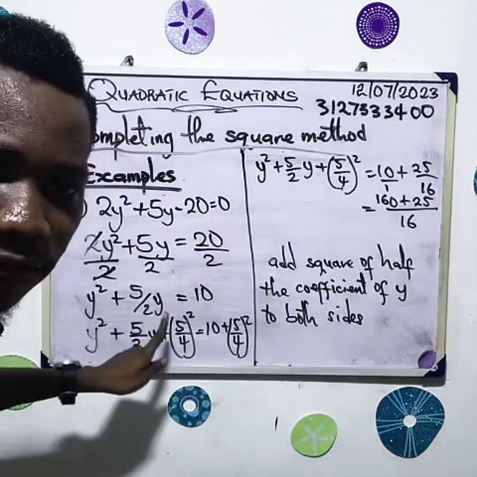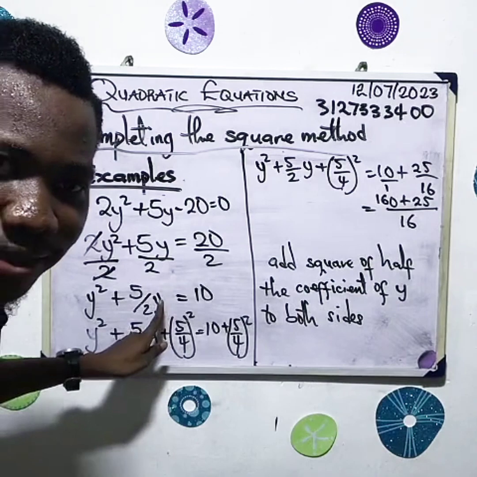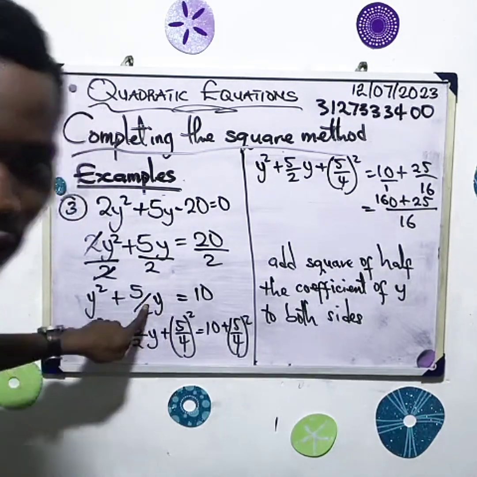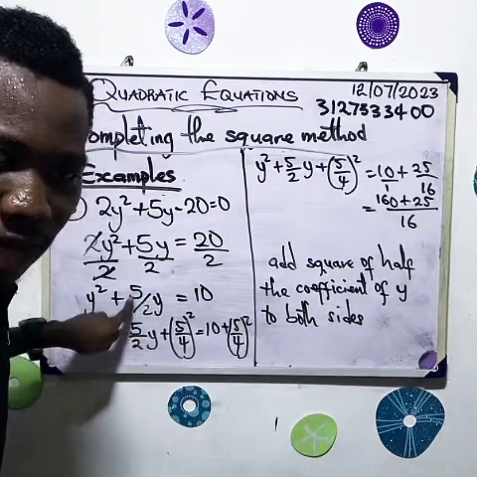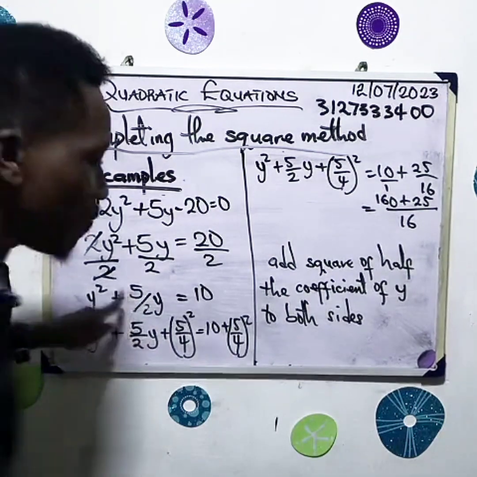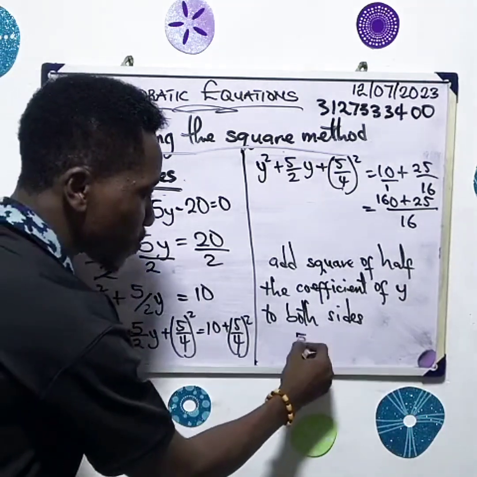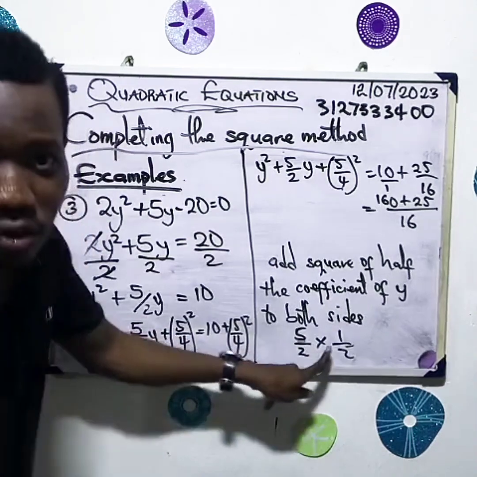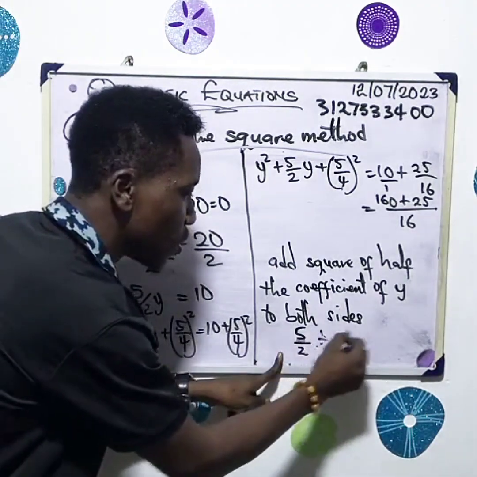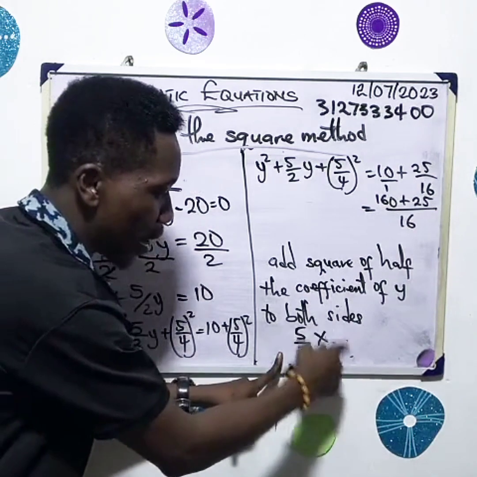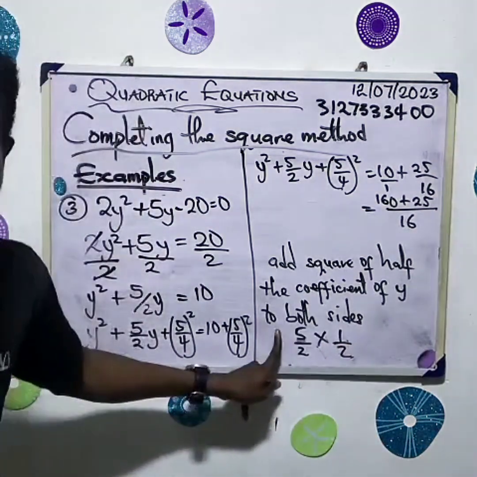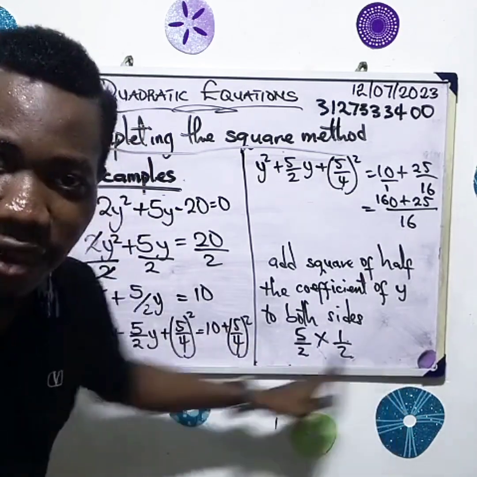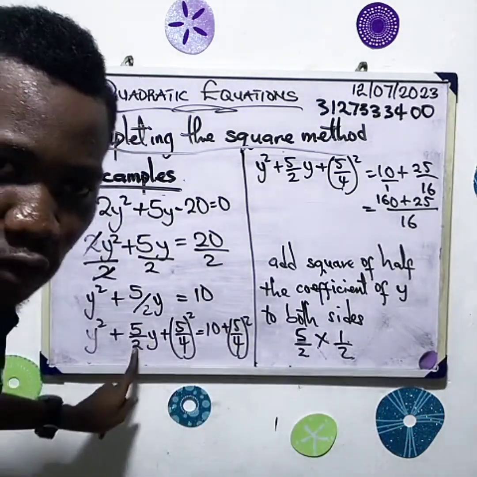What's the coefficient of y? The coefficient of y is 5/2, right? So what is half of 5/2? Half of 5/2 is 5/2 divided by 2. That's times 1/2. I hope you're following, please. That's going to give us 5 times 1, 5. 2 times 2, 4. So that's 5/4. So half of 5/2 is 5/4.